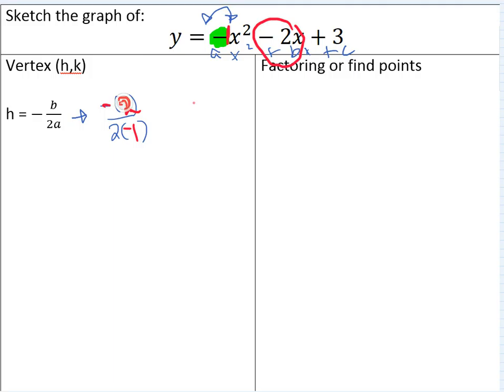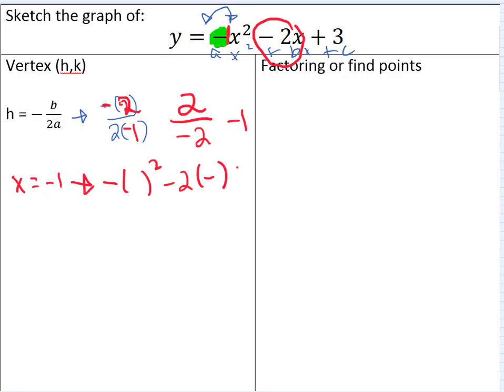Negative times a negative 2 is 2. 2 times negative 1 is negative 2. So 2 over negative 2, that's negative 1. So now we plug that in. We're going to have negative times something squared minus 2 times that same something plus 3. You got to erase this mark, so it doesn't need to be there.